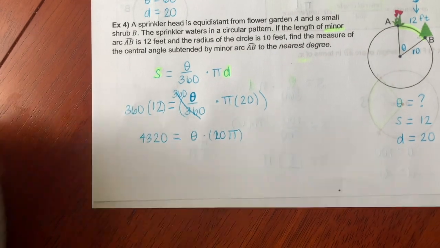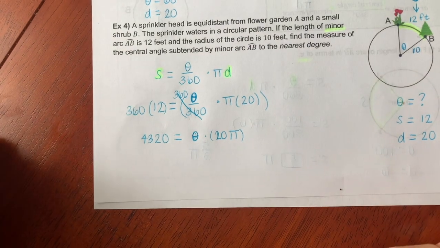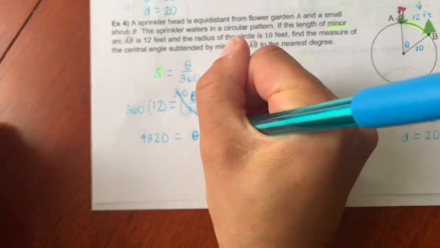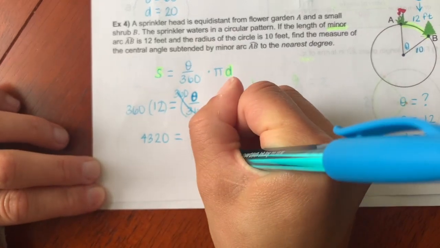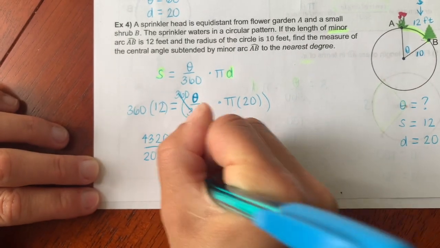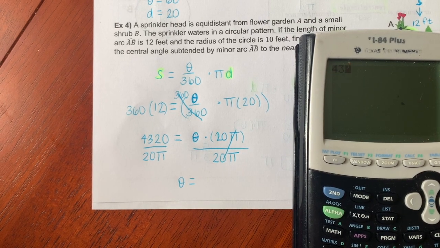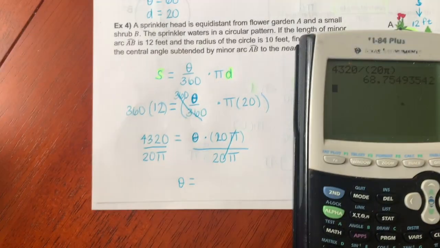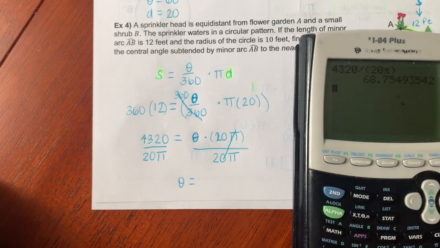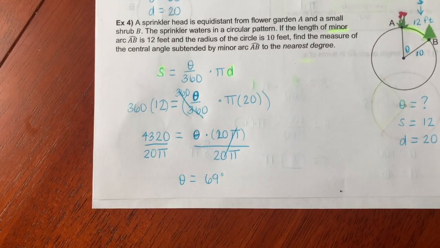times 20 pi. To get rid of that and get theta by itself, the only thing in the way of it is that 20 pi. And because it's being multiplied, we're going to use division to make that 20 pi cross out. 4,320 divided by 20 pi, and this is getting rounded to the nearest degree. This 7 is going to round that 68 to 69 degrees. And that's going to be the measure of that central angle.